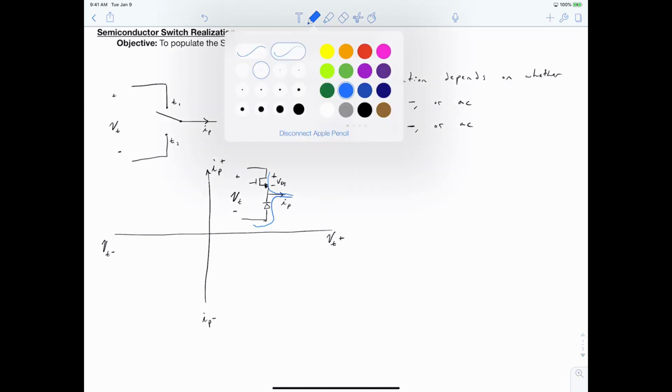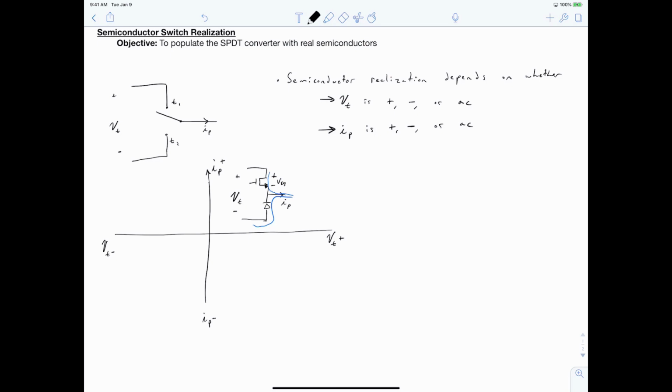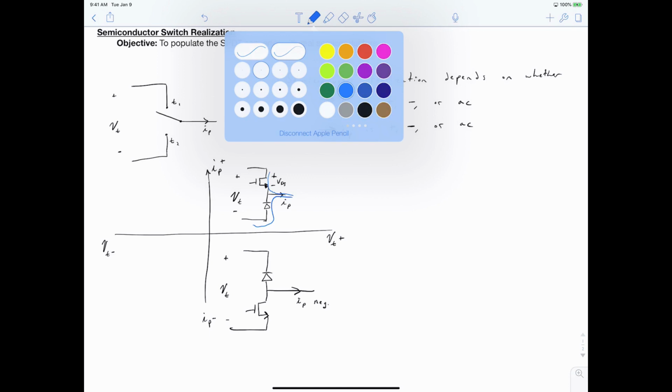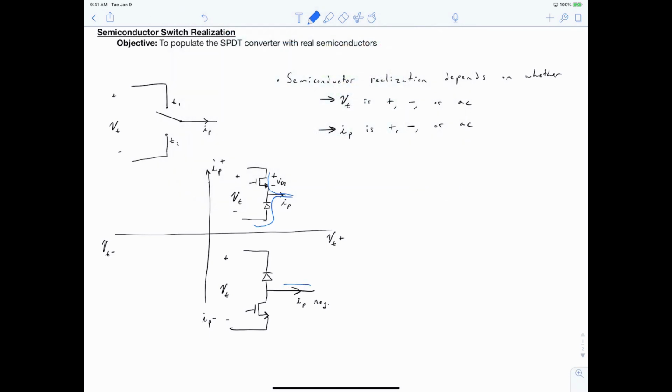Let's contrast this to the case where our pole current is negative. In that case, we'd have the following realization. So here I've labeled the arrow for IP in the same direction, but actually our current is taking a path into our switch like this, because it's in the negative direction. So you can see that now the arrow in our diode and the arrow in our MOSFET point in the path that the current is going to take. So it's either going to flow up through the diode, or it's going to flow down through the MOSFET, based on whether we have the MOSFET gate on or off.